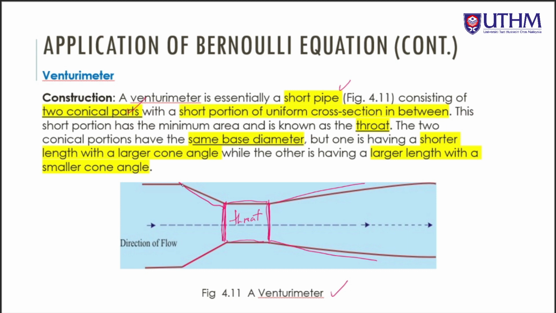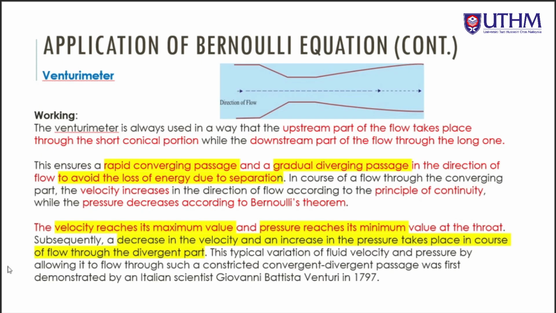Okay, but one is having a shorter length with a larger cone angle. Oh, kita tengok yang on the left sini, dia ada shorter length, tapi dia ada larger angle, larger cone angle. And the other one has a much larger length, however with a smaller cone angle. Okay, this is what it is about the ventrimeter, and how does it work?